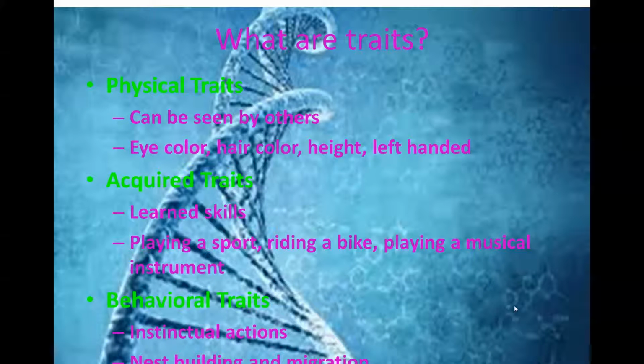Okay, so what are traits? You can have a physical trait, which can be seen by others, and this is your eye color, hair color, height, if you're left-handed, right-handed, anything you can see. And then you have acquired traits. These are learned skills or learned traits. So playing a sport, riding a bike, playing an instrument, those are all something that you acquired or you learned. And then you have behavioral traits, and these are like instinctual actions. I know it's cut off down here at the bottom, but it says nest building and migration. So when birds build their nest or when they migrate, that is a behavioral trait. It's their instinct.